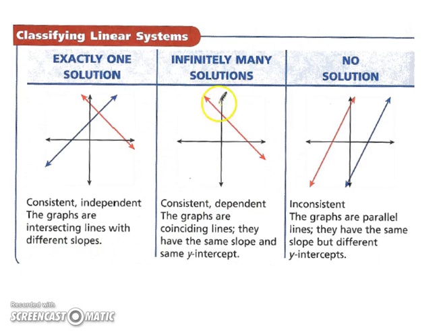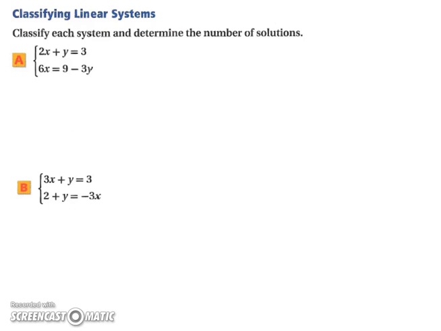Now, if you have infinitely many solutions, the two lines are going to be exactly the same. They have the same slope and the same y-intercept. So if you had y equals 3x plus 2, the other equation would be y equals 3x plus 2. That means every single point lines up. Well, parallel lines will never intersect, so there can never be a solution, because a solution happens when they intersect. Let's practice.